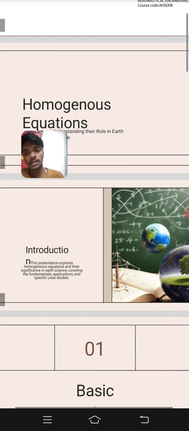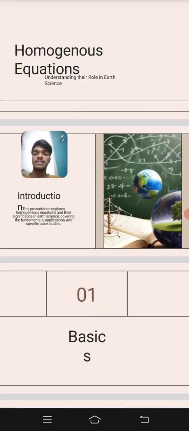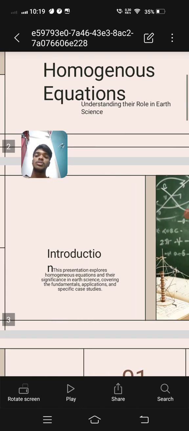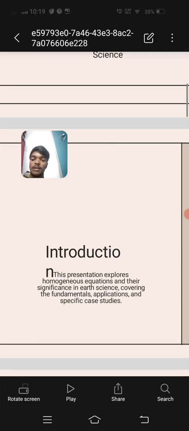The topic which I'm going to explain today in maths is homogeneous equations, and their role in earth science. Let's get into the introduction.